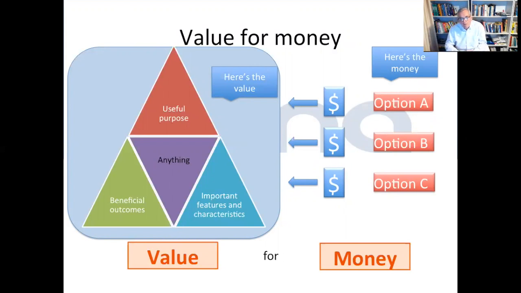The second part of it is to say, well, how much will these entities cost, which reflect the value triangle? And of course, there are a number of options which cost different amounts of money. So we see our value on the one side and money on the other side. And our question is, are we getting value for our money?